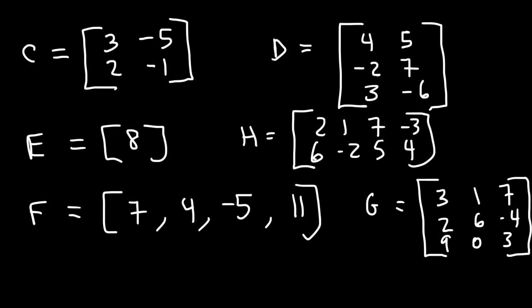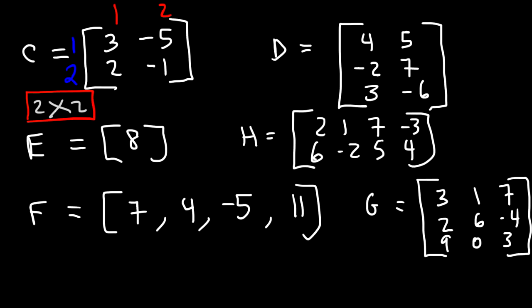So let's start with matrix C. It has 2 rows and it has 2 columns. So therefore, it's a 2 by 2 matrix. Now, this is a square matrix because the number of rows and columns are the same.